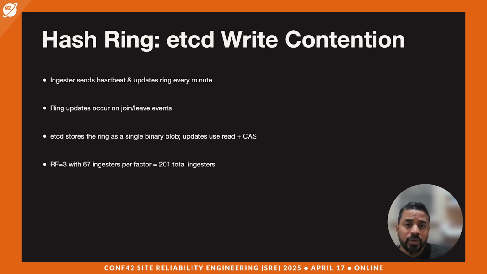One issue we had with etcd was write contention. Each ingester would send a heartbeat every minute and update the ring. Also, when an ingester joins or leaves the ring, it updates the ring. etcd stores the whole ring as a binary blob in a single key. And every time the ring is updated, the whole ring is replaced with a read plus a compare and swap operation. With a replication factor of 3 and 67 ingesters for each, we had 201 total ingesters. So as you can imagine, there was a lot of write activity going on.